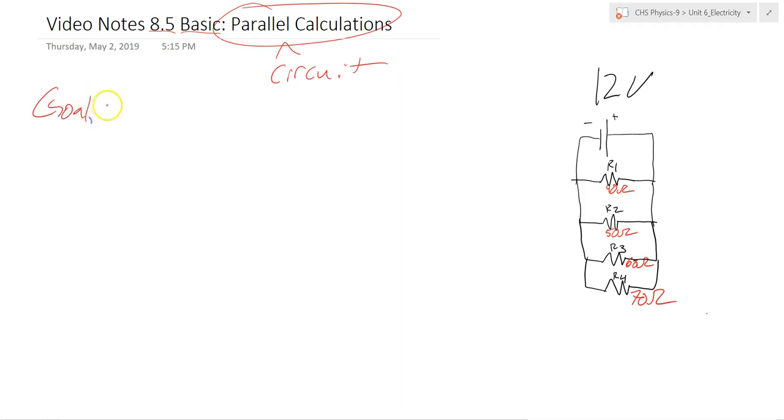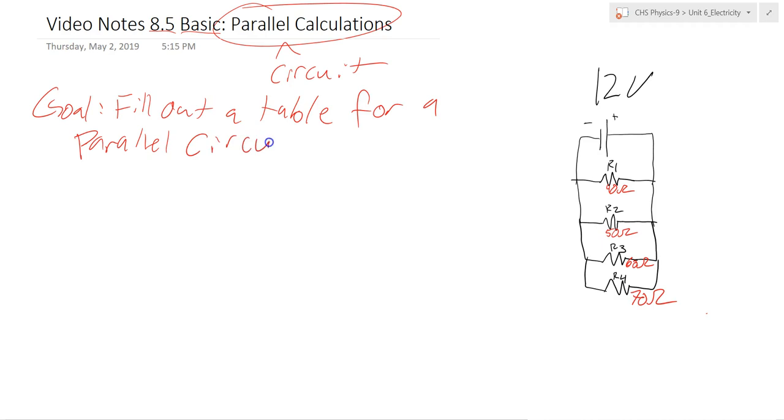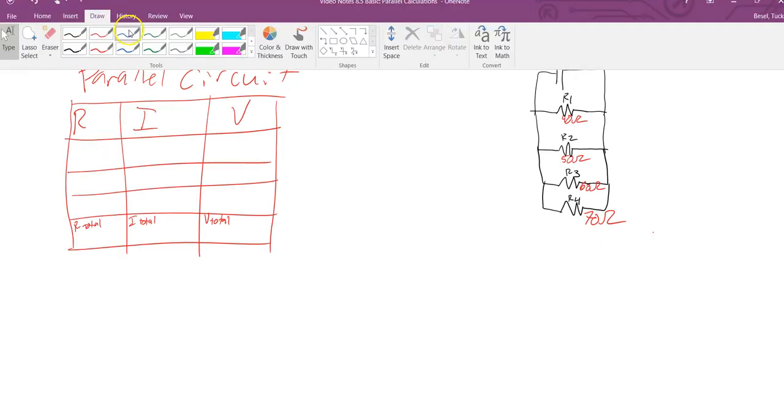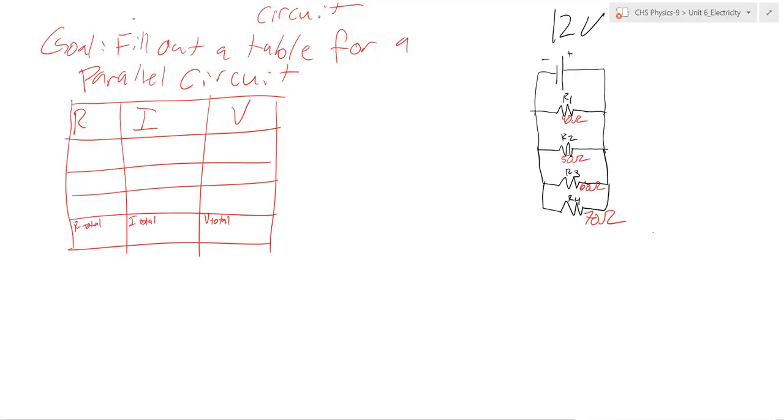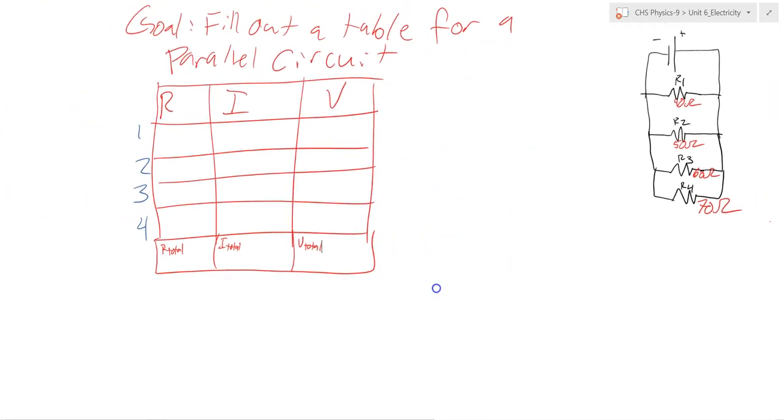Our goal is to fill out a table for a parallel circuit. I'm going to go ahead and put that table on the screen. All right, so we have a table like this, just like we had for series. Okay, there we go, I fixed that.